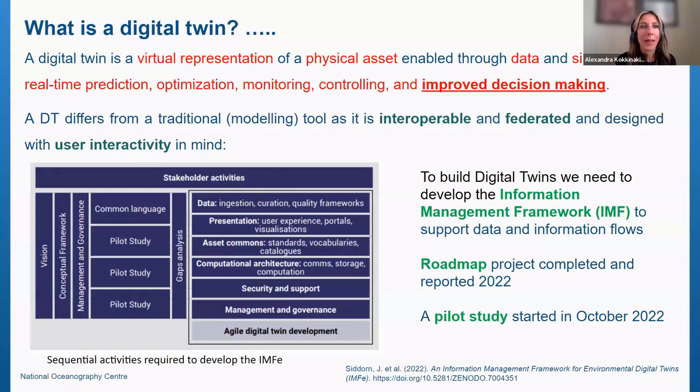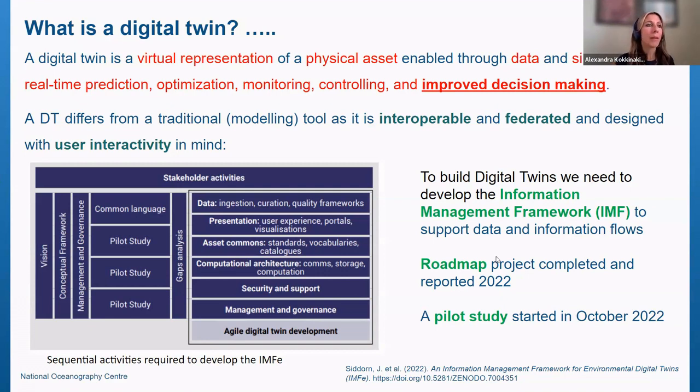So I think in this interest group and generally for digital twins, we definitely need a definition of what a digital twin is. And in the chat, I saw Katie asking this question. There have been several attempts to define what a digital twin is, so I'm going to attempt a few. A digital twin is a virtual representation of a physical asset enabled through data and simulators in order to provide real-time predictions, optimization, monitoring, controlling, and in the end, improve decision-making. The digital twin differs from a traditional modeling tool, which is the main question that we normally get, in that it is interoperable, federated, and designed with user interactivity in mind so that the users can run these what-if scenarios.